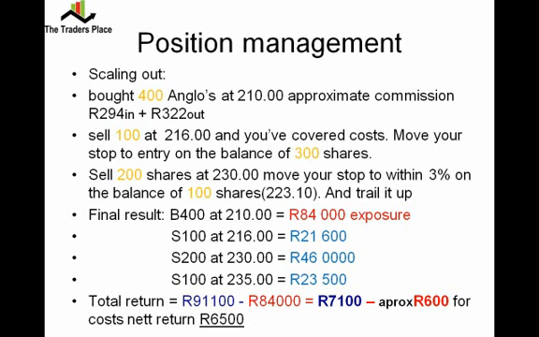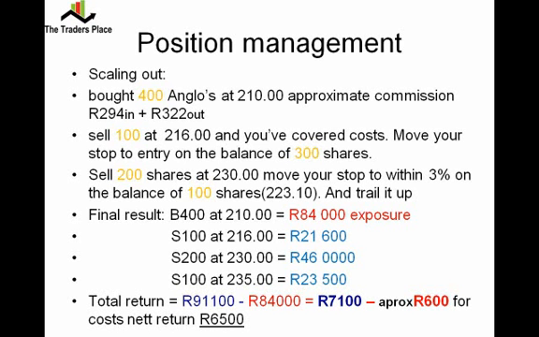And then you trail it up. So as Anglos goes up from 223, there's a couple of rules you can create. You could say every 10 cents Anglos moves in my direction, I will move my stop loss up, or every 50 cents or every Rand, I would move it to within 3% of whatever the current price is based on that step. So for the balance of 100 shares, the initial stop loss would be 223 Rand and 10 cents, and then we trail it. So just a final result here.